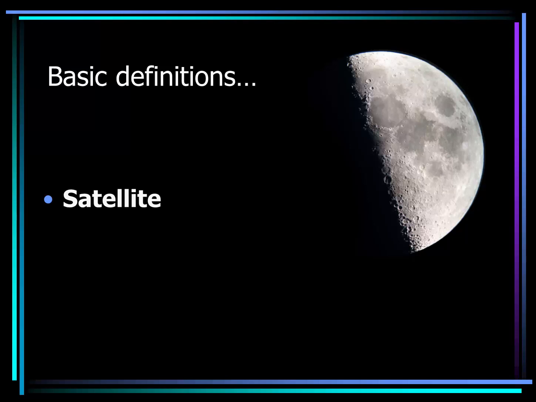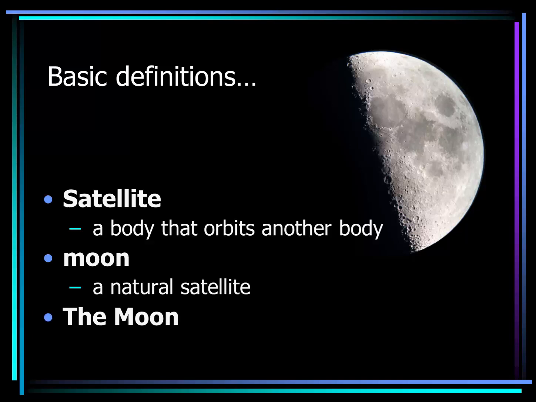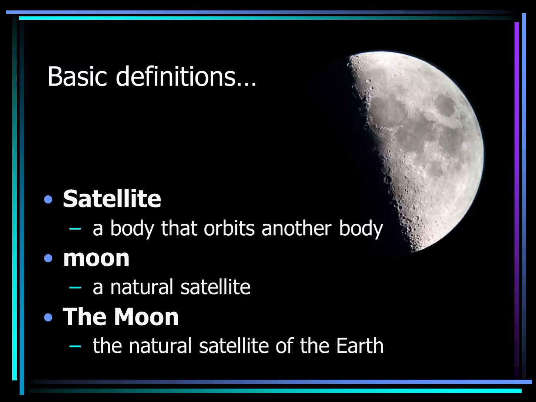The moon is a satellite. Well, what is a satellite? A satellite is an object that's in orbit of another body. The smaller one of the two is considered the satellite. A moon? Well, that's a natural satellite, not one made by humans. The moon, on the other hand, is the natural satellite of planet Earth.